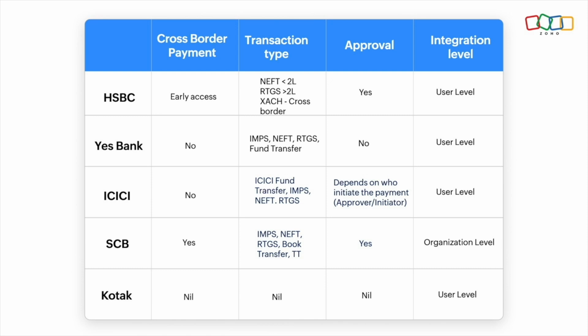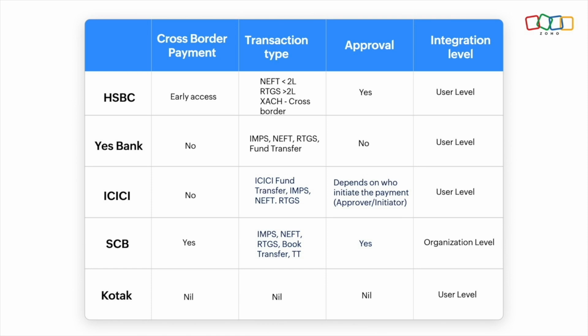So what is user level and organization level? Let us consider that I am integrating my bank account in my Zoho Books and there are also other users in my organization who want to initiate the payment. Now, you can see that HSBC, S Bank, ICICI and Kotak are user level integrations. So for the first 3 banks, I have integrated the bank account in my Zoho Books and only I will be able to make payments from those bank accounts. The other users in my organization will not be able to initiate payments. And for Kotak, the other users will not be able to initiate a refresh for their bank feeds fetching account.